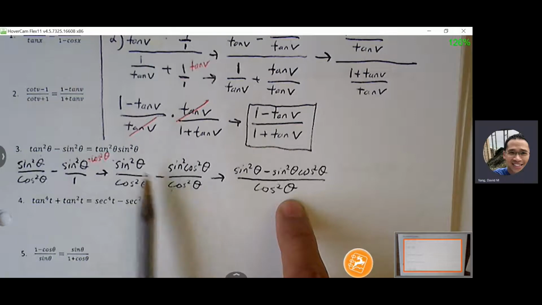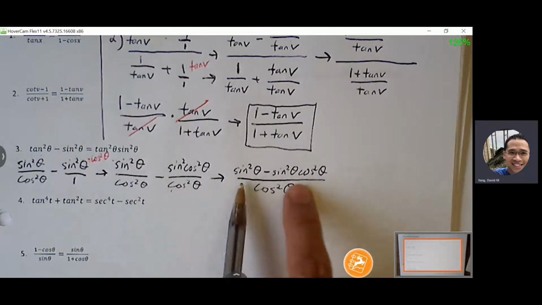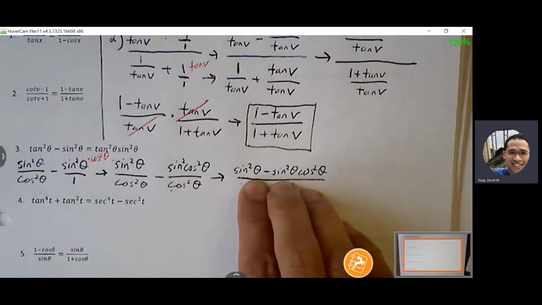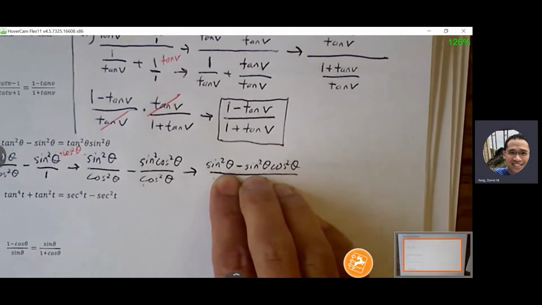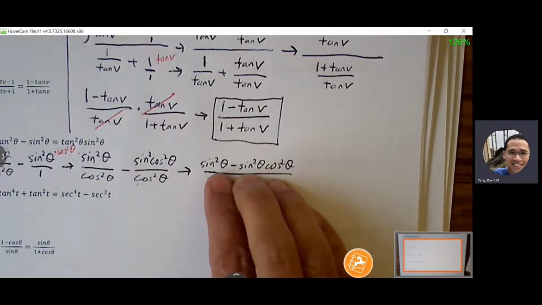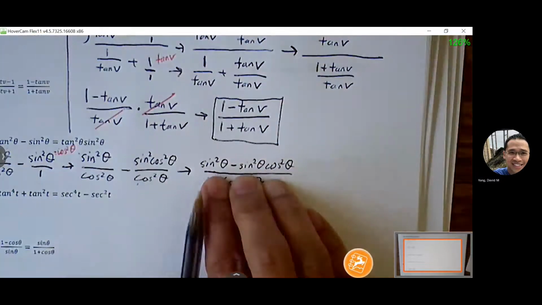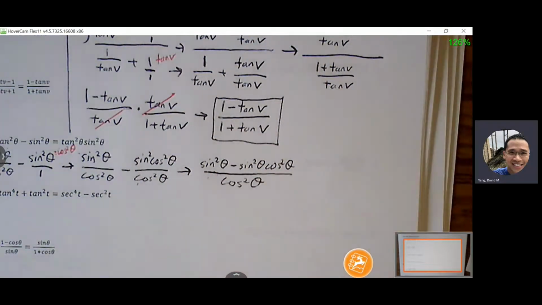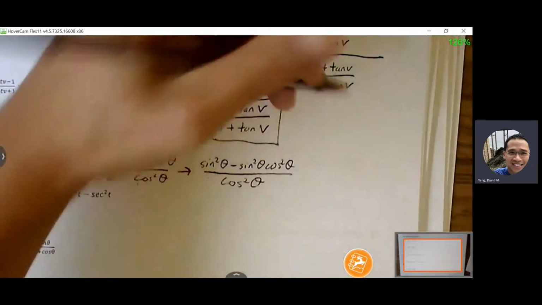I know it doesn't seem like we're making much progress here, but look at this numerator. What can we do? Anything stand out to you here? We can't cancel out, but we can take out a what? Sine squared. See, there's two terms. They both share a sine squared. Let's pull that sine squared out.